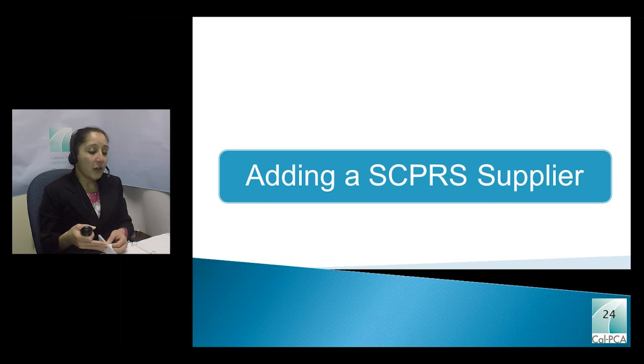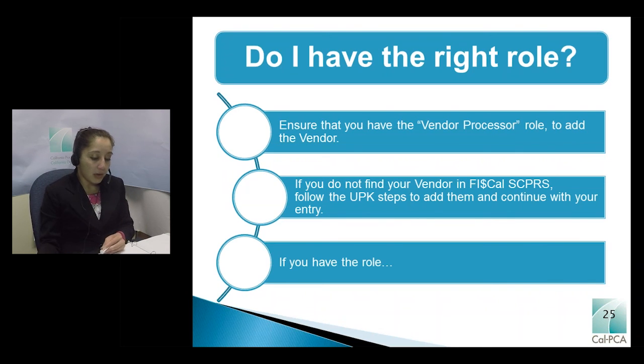So, the vendor processor role is the role that we are talking about. And again, your department was the one that provided you with the roles that you were mapped to. So if you feel that you were not mapped properly or you need an additional role, you're going to have to talk to your management to make sure you're provided the proper roles. So just keep that in mind. Fiscal nor CalPCA or DGS had any control over that, but you were mapped according to what functions you needed to perform within Fiscal. So if you did not find your vendor in Fiscal, you're going to follow the UPK steps to add them and continue with your entry.